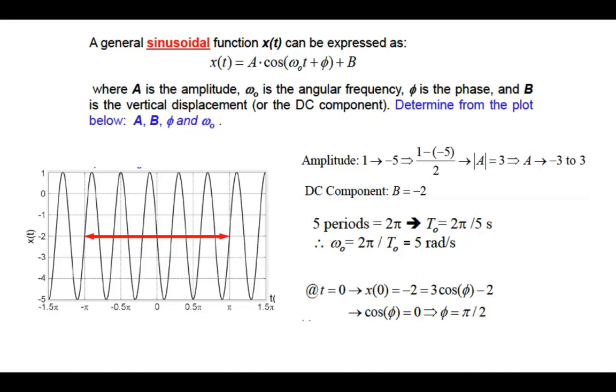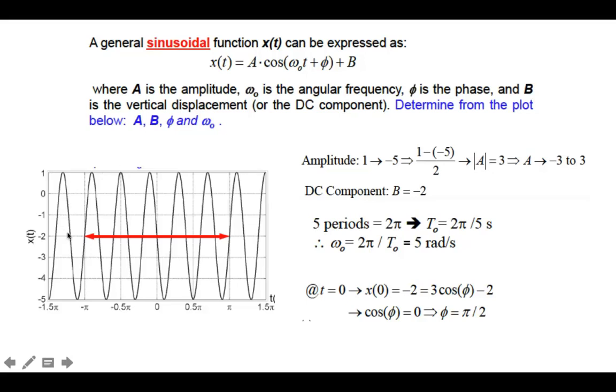So the first thing to determine is what the amplitude is and what the DC offset is. The amplitude, you'll notice, swings from -5 to 1. And basically we find this by taking the difference between the maximum value and the minimum value and dividing by 2. So if we take 1 minus -5 and divide by 2, and take its absolute value, we get 3.